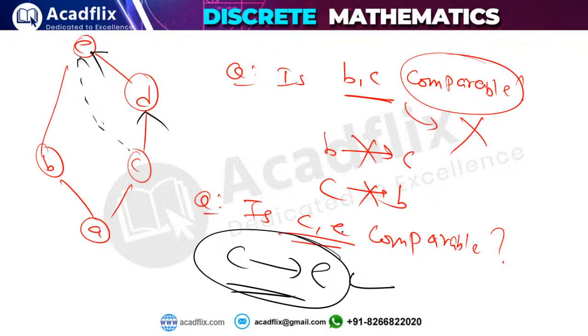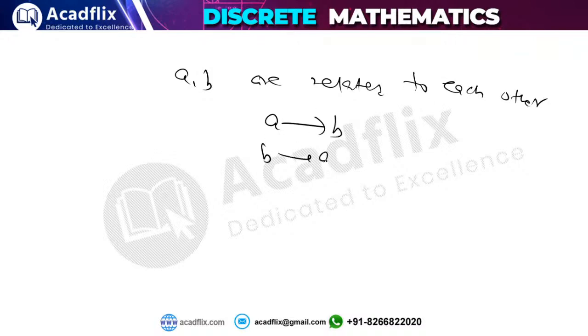So actually, Neetu, we should not say that they are related to each other. Because of the antisymmetric property, when we say that two elements are related to each other, it means that A is related to B and B is related to A. This is the meaning of related to each other.